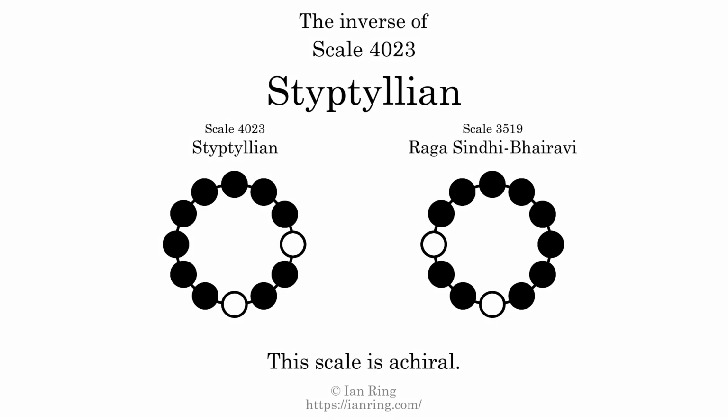The inverse of a scale is a mirror image. It is what you get when the sequence of intervals is reversed. The inverse of this scale is scale 3519, also known as Raga Sindhu Bhairavi.